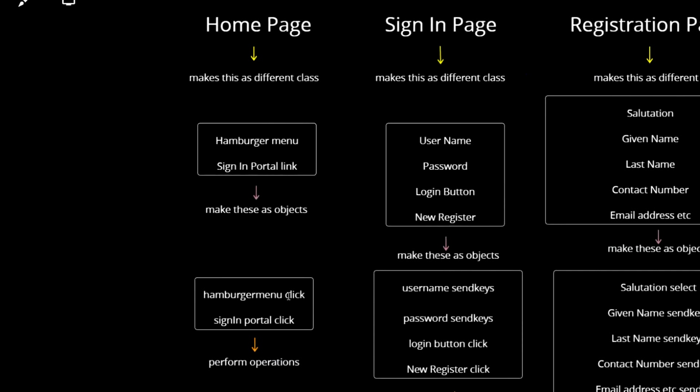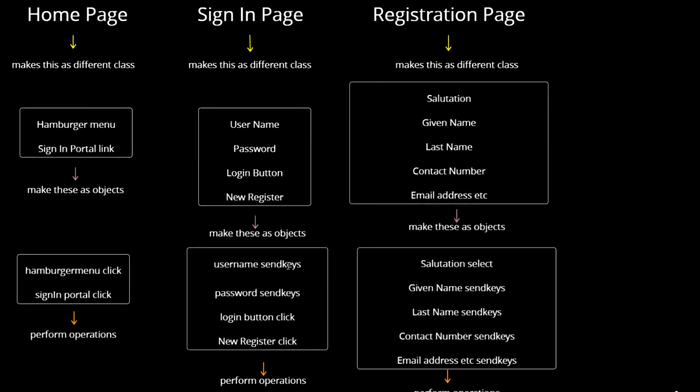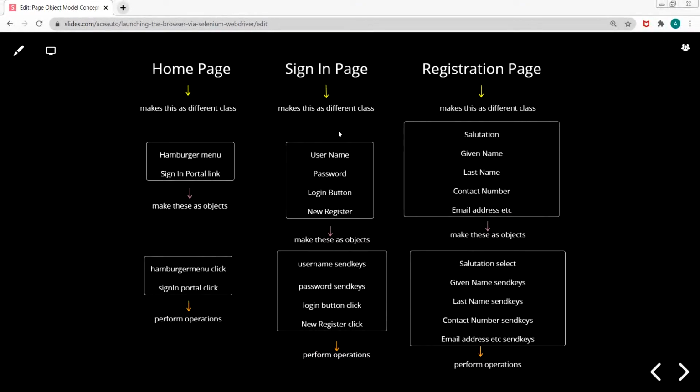Now, hamburger menu will undergo click, sign in portal will undergo click, just as an example. Username will undergo send keys, password will undergo send keys, login button will undergo click, new register will undergo click, which are perform operations. Now, the perform operations will also happen on the page inside the class.